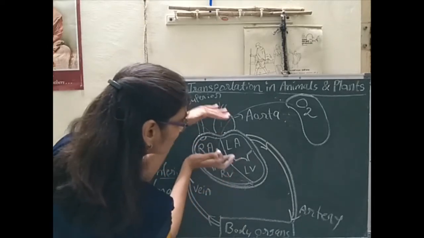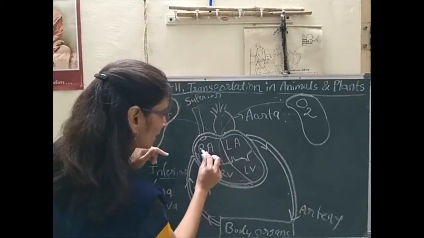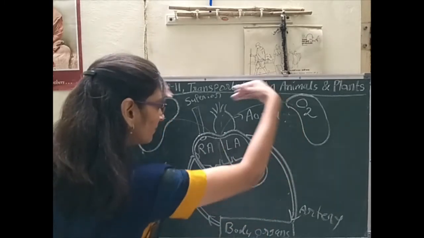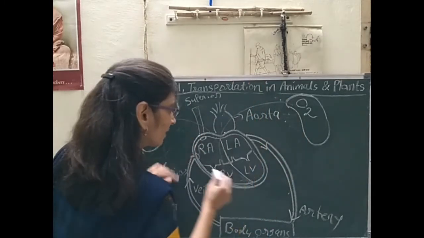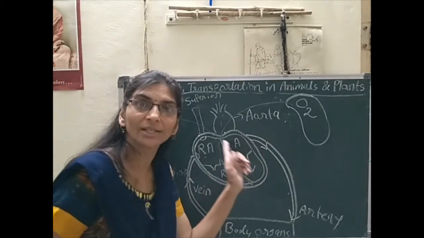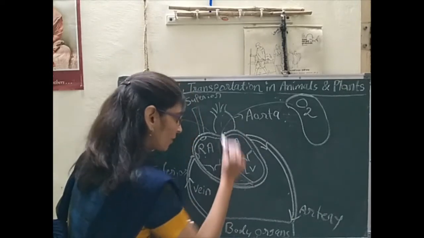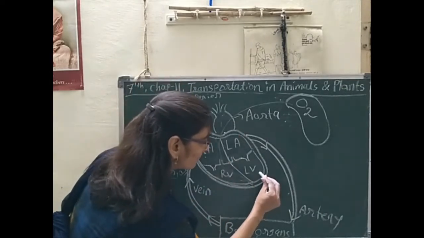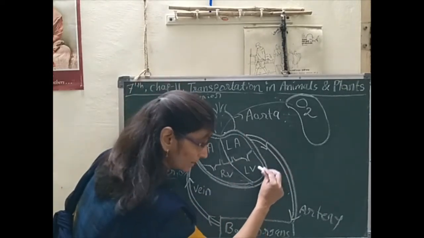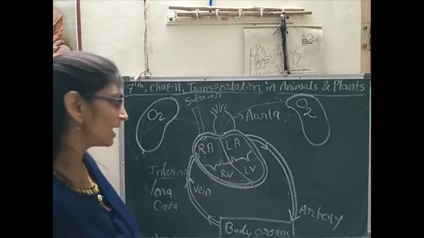And in those upper chambers, that is atria, right atrium and left atrium, blood is only received. In this chamber deoxygenated blood is received, in that chamber oxygenated blood is received. Again it gets pumped out from this right ventricle, and oxygenated blood gets pumped out through that left ventricle. Is that clear?